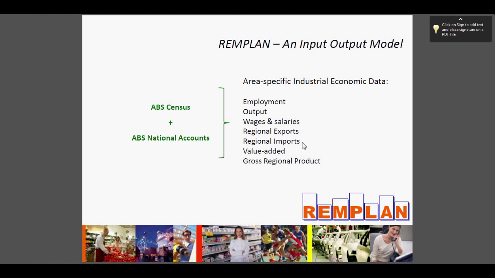Other measures include value added and gross regional product. Value added is the total output or gross revenue generated by an industry from which we subtract any of the intermediate goods and services used as inputs into that process, whether they're sourced locally or whether they're imported into the local economy from outside. And value added by industry is the major component of gross regional product.